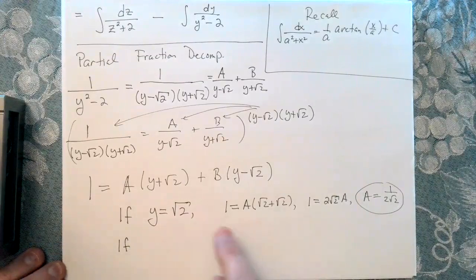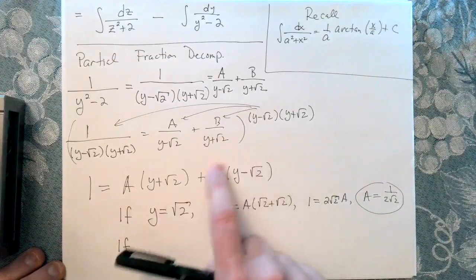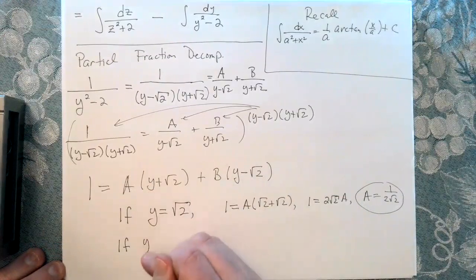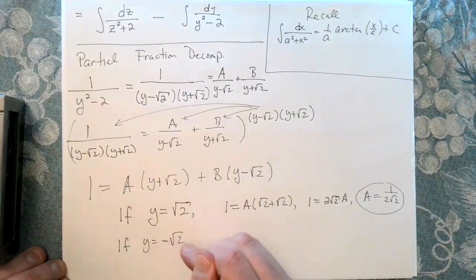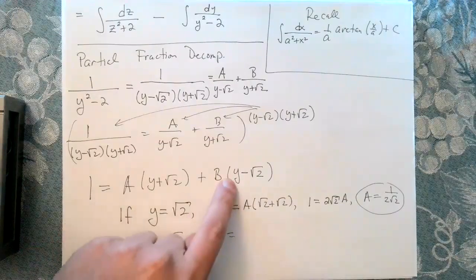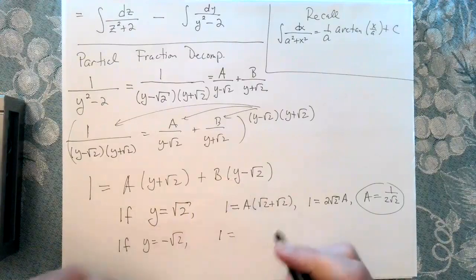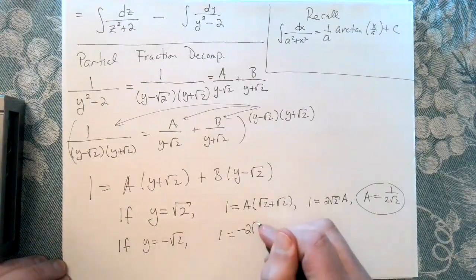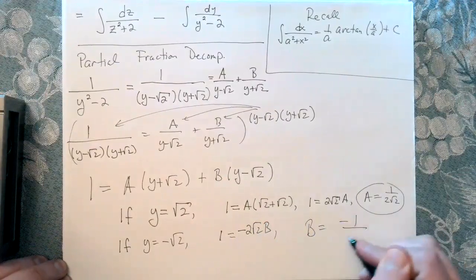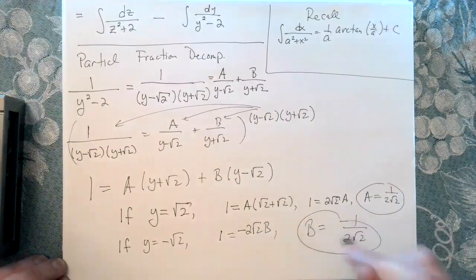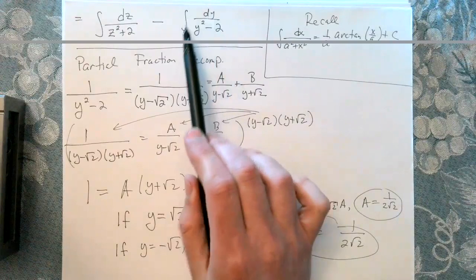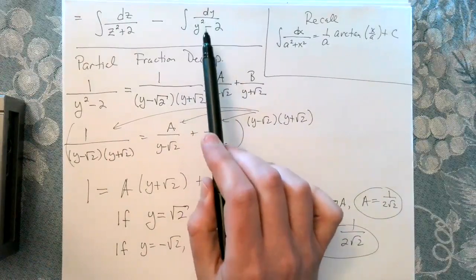Okay, so similarly, if I wanted this to drop out and I wanted to solve for b, you just say, what choice of y would make this drop out? Well, if y is equal to minus radical 2, we get the following. 1 is equal to minus radical 2 minus radical 2, so that's minus 2 radical 2 b. And so b is equal to minus 1 over 2 radical 2. So in this way, we're able to decompose this into the sum of little bite-sized, easier fractions.